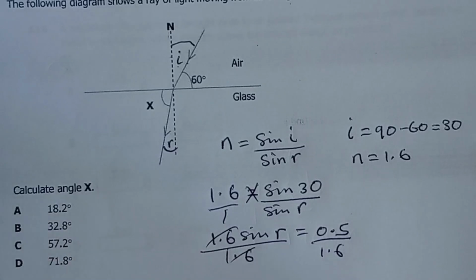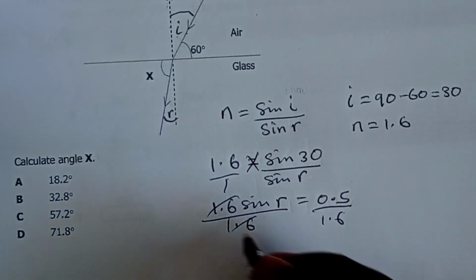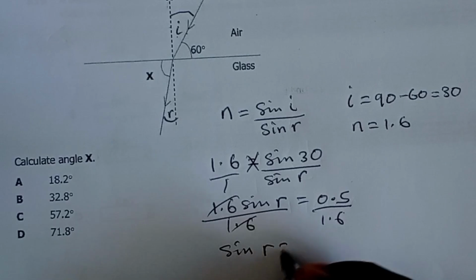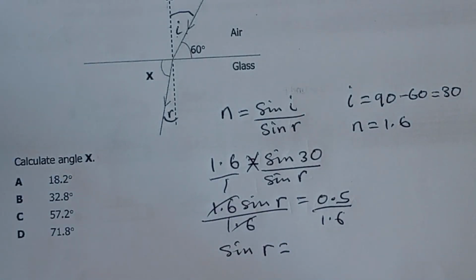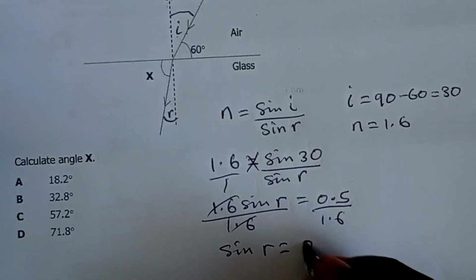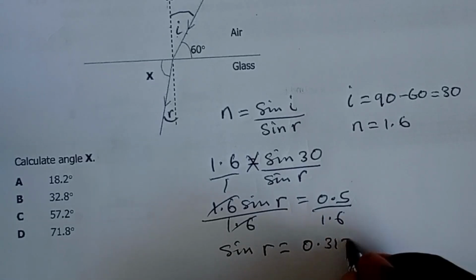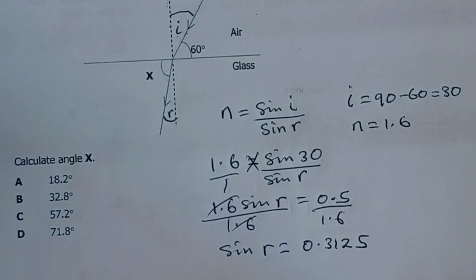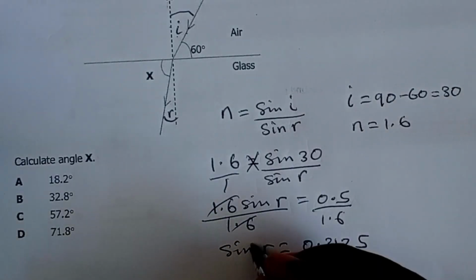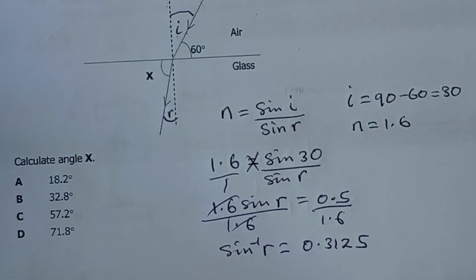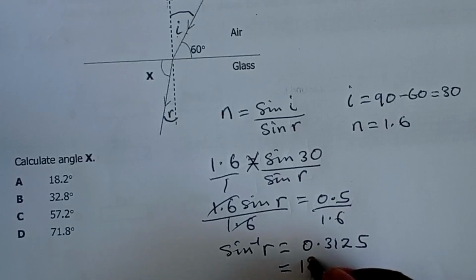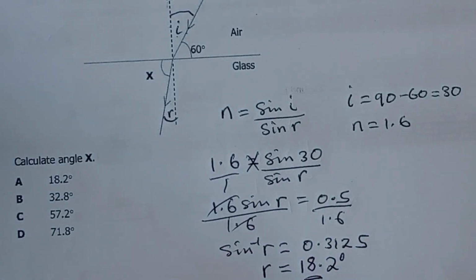So from there I'll say over 1.6 over 1.6. This goes, sine r is equal to 0.5 over 1.6. We are going to have 0.3125. So from here, what we are looking for is the angle. I'm going to introduce the inverse. So the inverse function, so there the value for r is 18.2 degrees. So this is angle r, which is the angle of refraction.